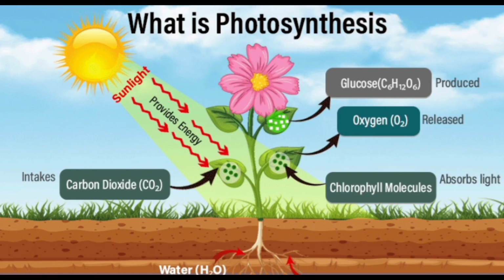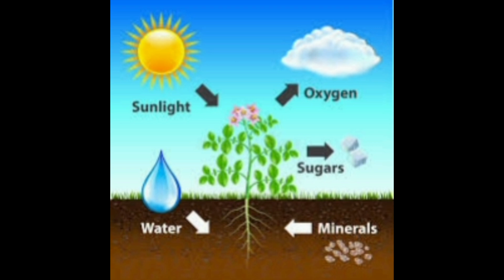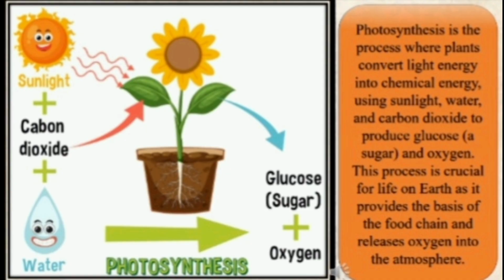Photosynthesis is the process where plants convert light energy into chemical energy, using sunlight, water, and carbon dioxide to produce glucose, a sugar, and oxygen. This process is crucial for life on Earth as it provides the basis of the food chain and releases oxygen into the atmosphere.